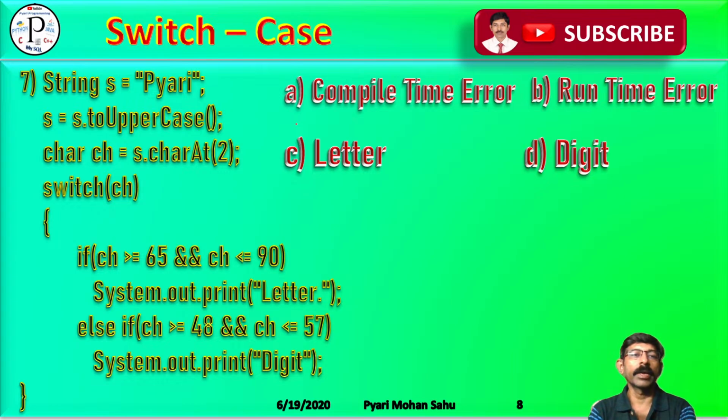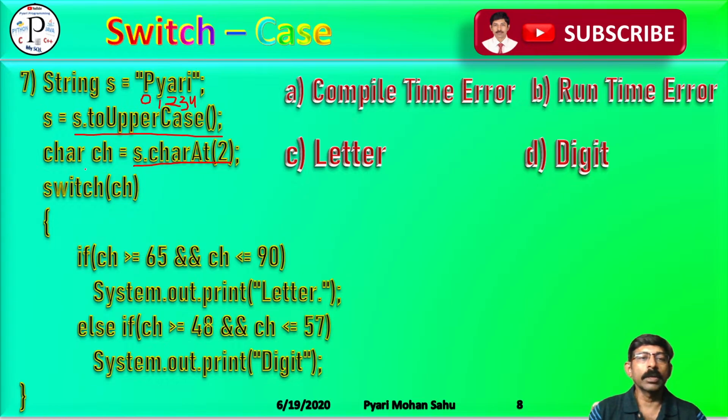Here I have taken string s is equal to pyari, then s is equal to s.toUpperCase. Let me explain this one. toUpperCase will convert the string into uppercase, capital letters. After that, I am saying s.charAt(2). Which one is position 2? P is 0, y is 1, a is 2, r is 3, and i is at position 4. charAt(2), you have to find it out. What is the value of ch? Switch ch. I have already shown you how to use an if condition inside a switch case.